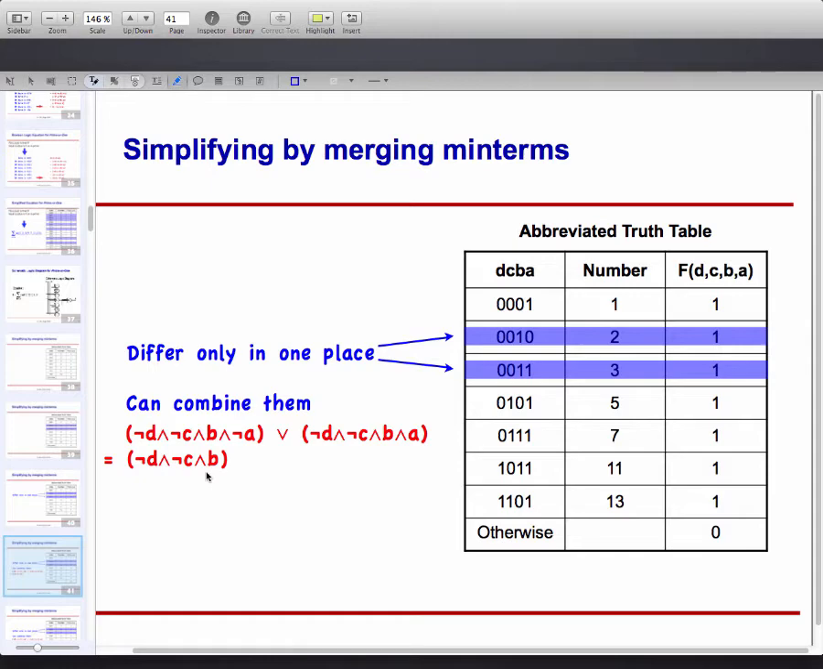gate. Do you see any other term that could be combined like this? Any other rows like these where they differ only in one place and therefore I could merge them? So 5 and 7, good. So 0, 1, 0, 1 and 0, 1, 1, 1, they differ in position number B, right? And any others?